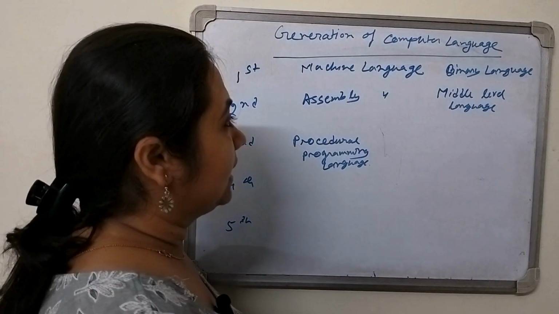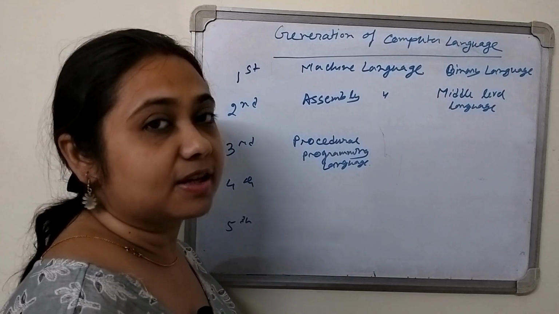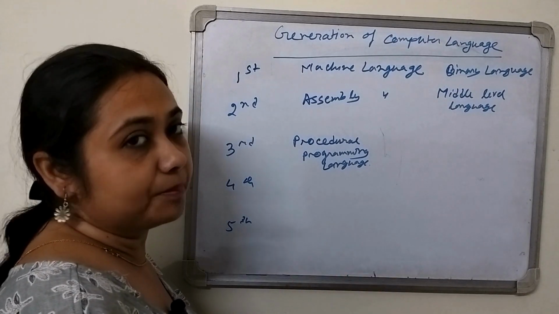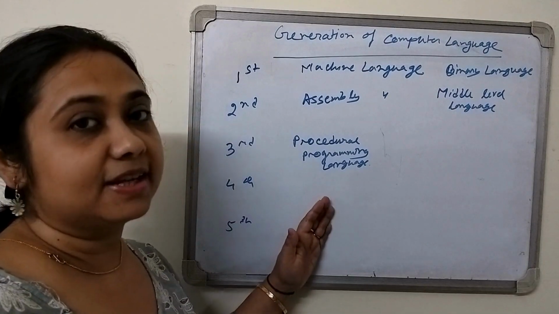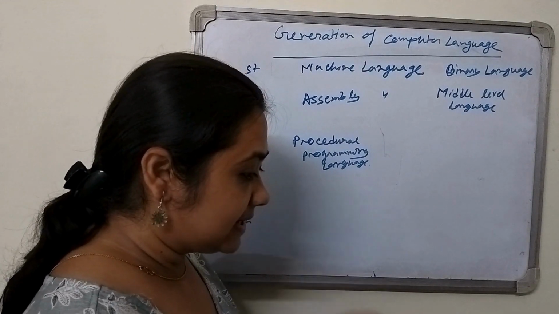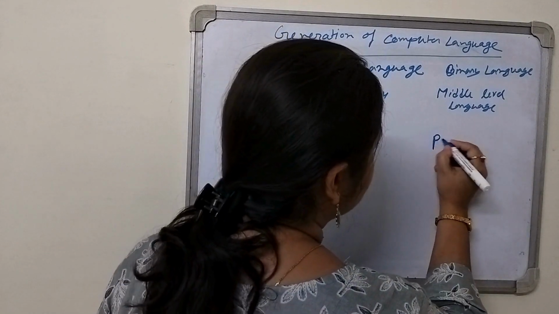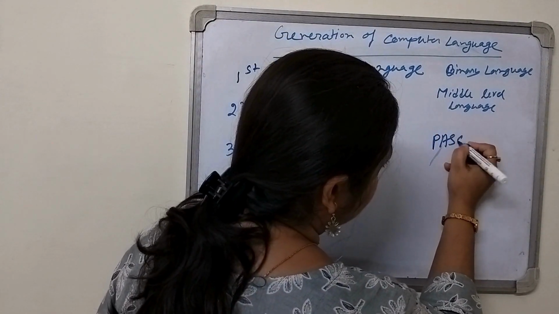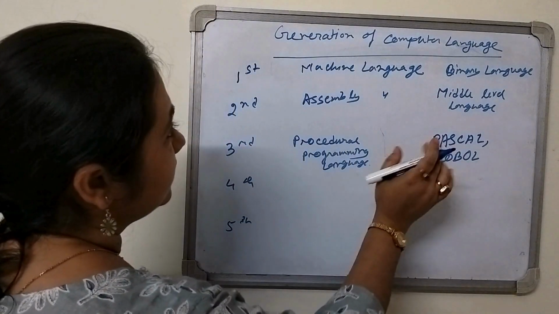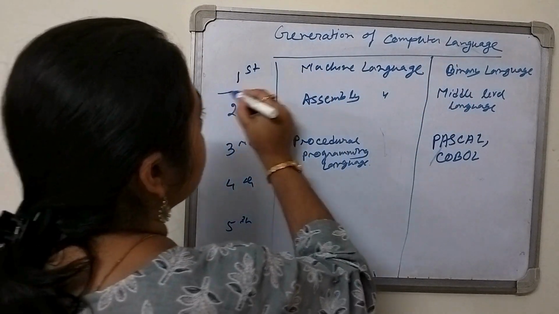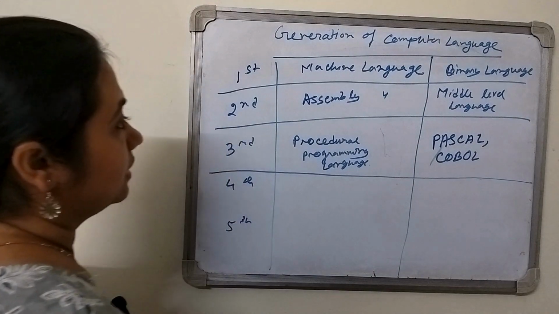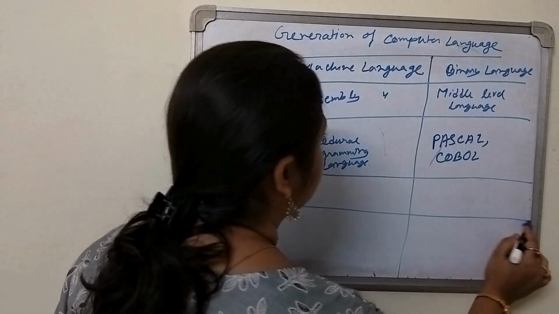In the procedural programming language, the instructions are given step by step to tell the computer that we have to do the work this way. The instructions are given in this step by step format. So in the procedural programming language, Pascal, COBOL, etc. are the examples. If we underline this, we can easily differentiate all the examples.